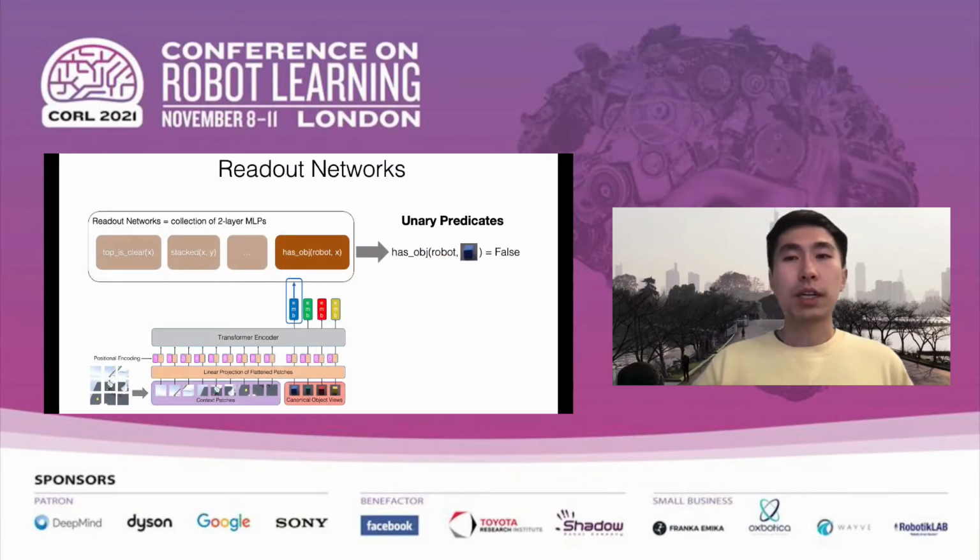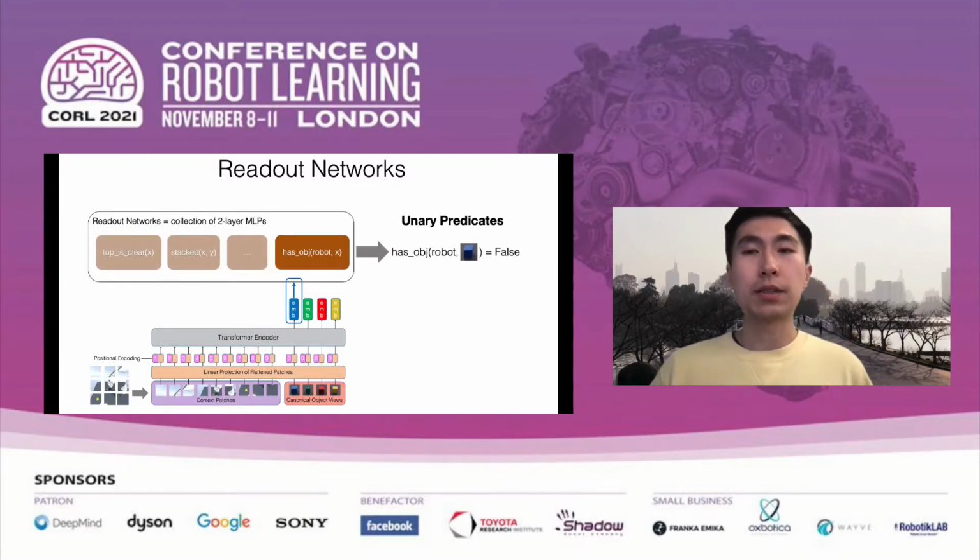The logical predicates can be obtained from the object embeddings using the Readout Networks, which are essentially a collection of two-layer perceptrons, each responsible for a type of spatial relation. Here, we show the operation of a unary readout network, which outputs predicates with a single object argument. Here, the network maps the embedding of the blue block to the predicate with the blue block as argument, and does the same for all other object embeddings as well.